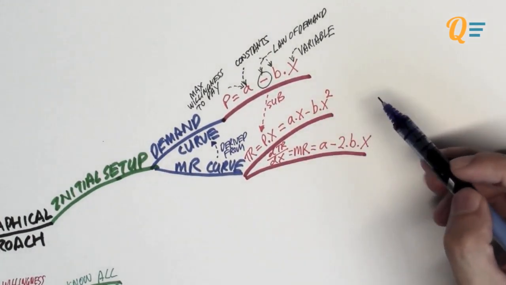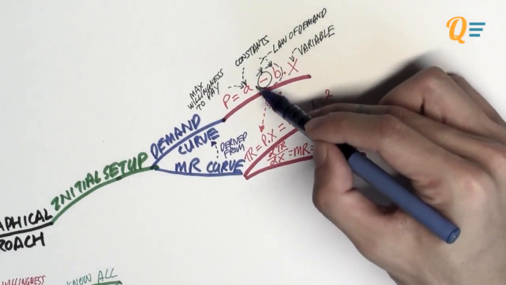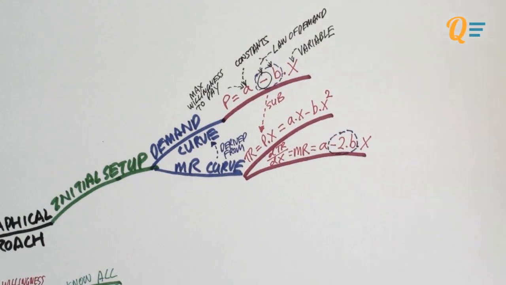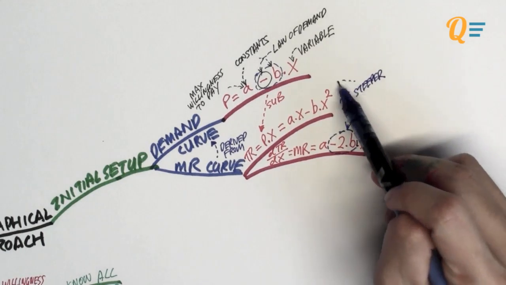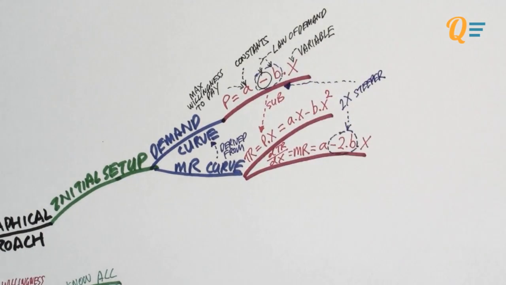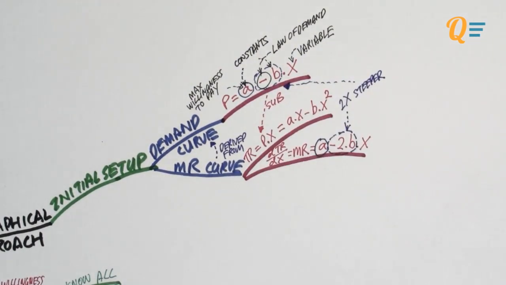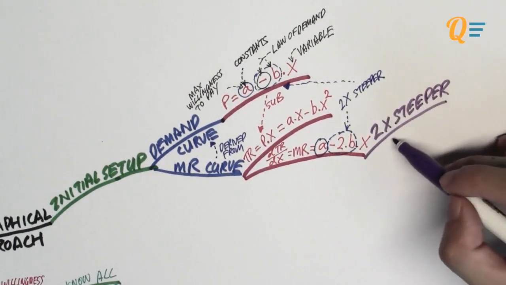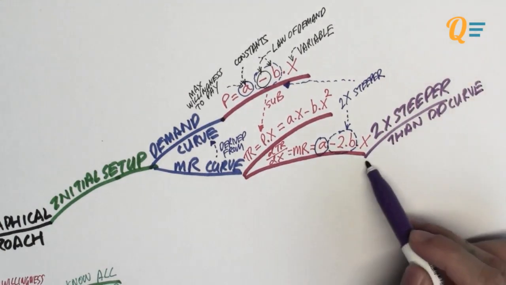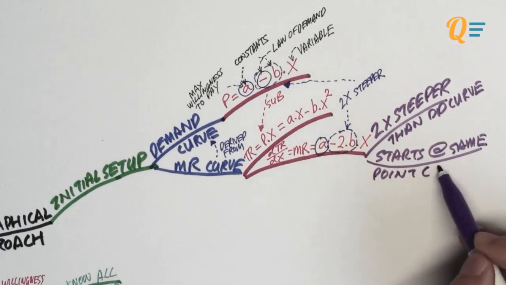Notice that in this equation, the coefficient of X is going to be 2b. In the demand curve, the coefficient of X is simply b. Since the coefficient of X refers to the slope of the curves, what you'll notice is that the MR curve is actually 2 times steeper than the demand curve. And both of the curves have the value A when the value of X is 0. That leads me to two very simple conclusions. Number one, the MR curve is going to be 2 times steeper than the demand curve. And secondly, both curves are going to start at the same point, which is point A.